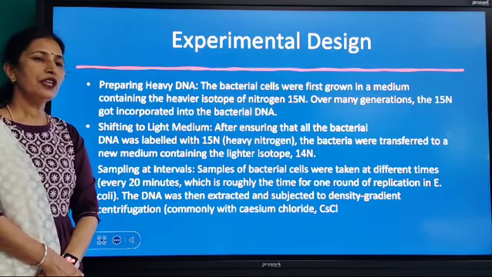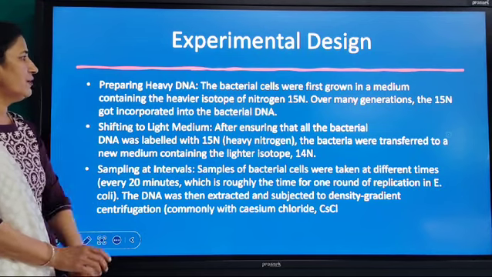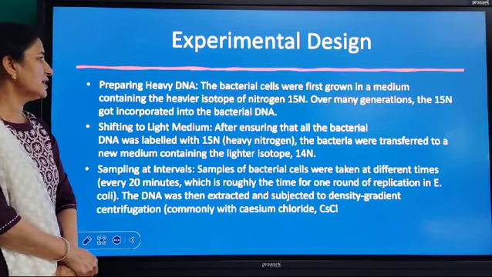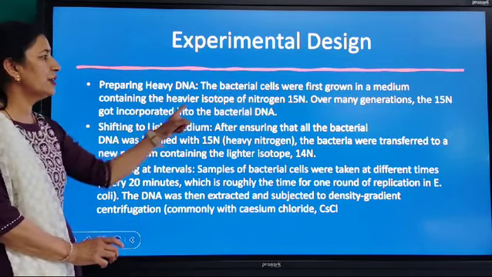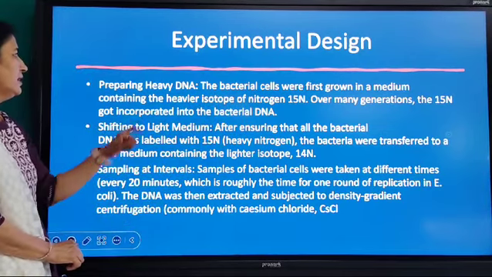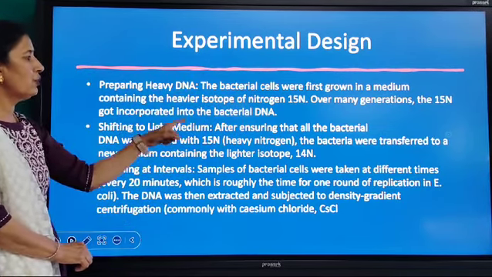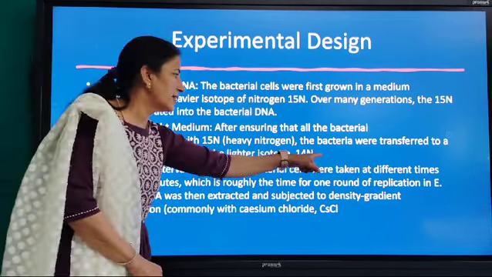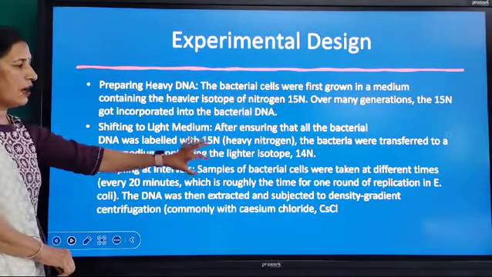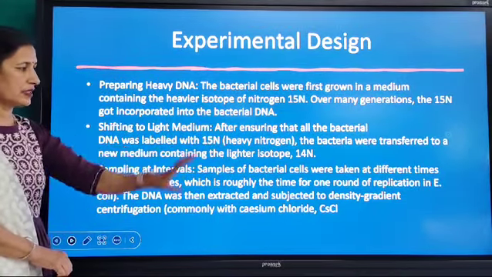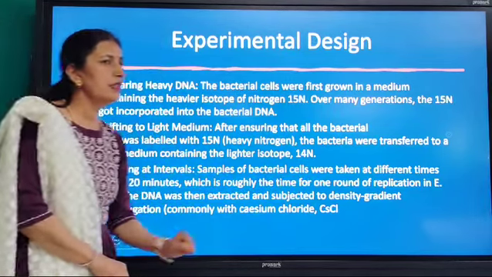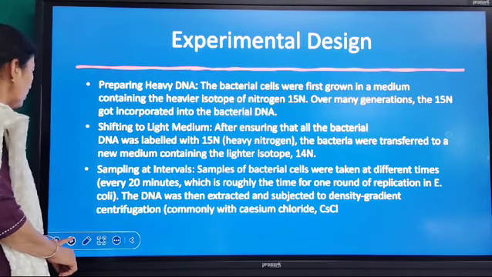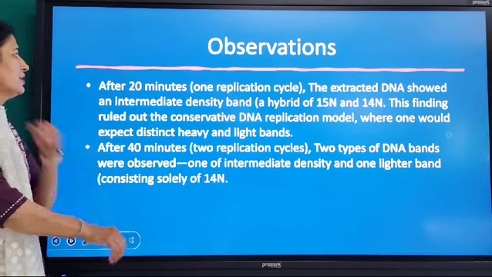For this purpose, E. coli was grown in a medium which contains the N15 isotope. After some generations, this N15 was incorporated into the bacterial DNA. Then these bacteria were shifted to a light medium, that is, a medium which contains the lighter isotope N14. After an interval of 20 minutes, a sample was taken, DNA was isolated, and then subjected to density gradient centrifugation based on cesium chloride. What did they observe?